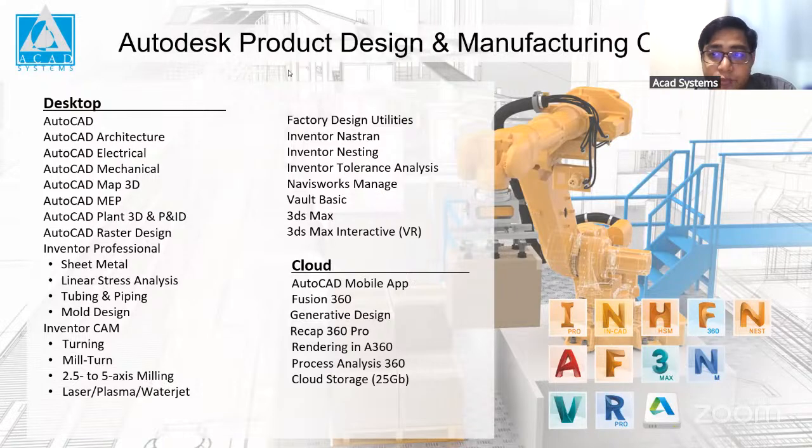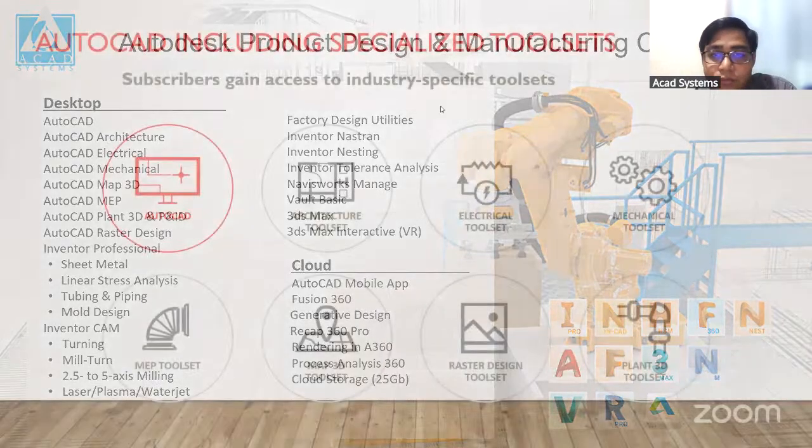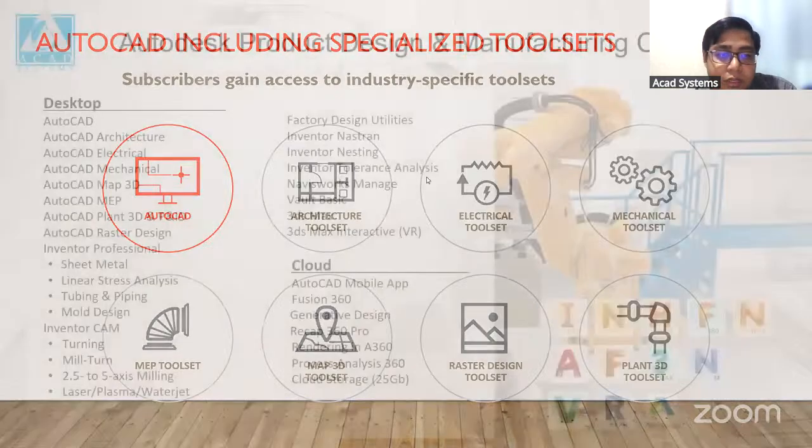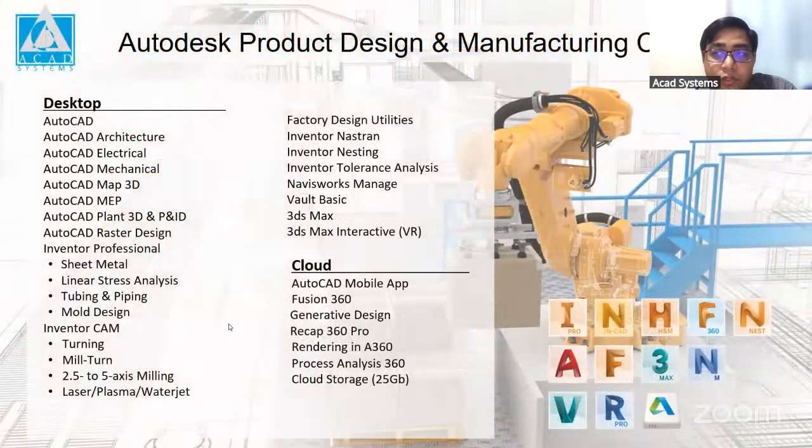If you get the Product Design and Manufacturing Collection, not only do you have AutoCAD with industry specific toolsets like here, you will also get the rest of the software listed down here, including Inventor Professional, Inventor CAM, and so on. So over here, we have AutoCAD Electrical, and we have the Inventor that we're going to take a look at. Right now, we can take a look at some examples.